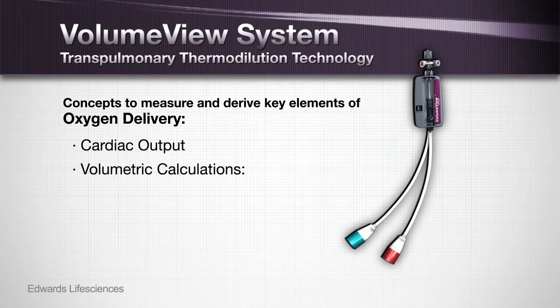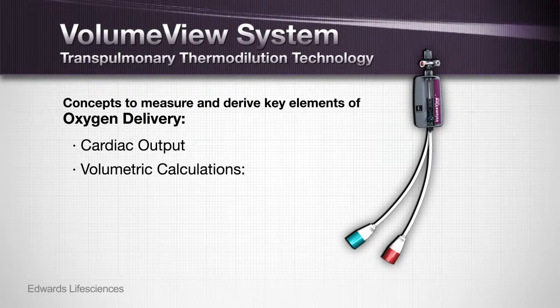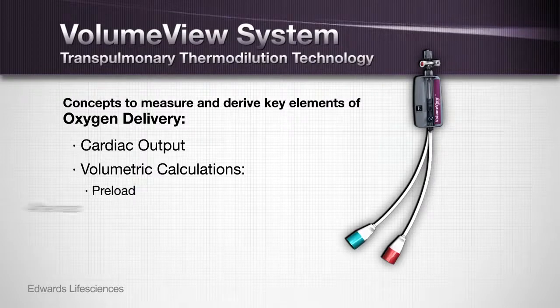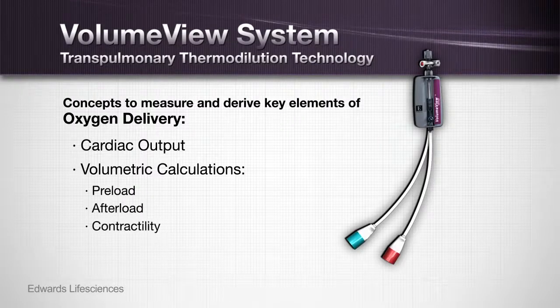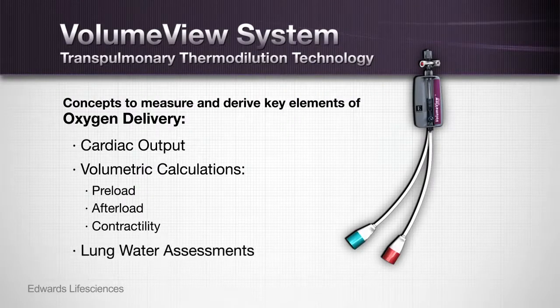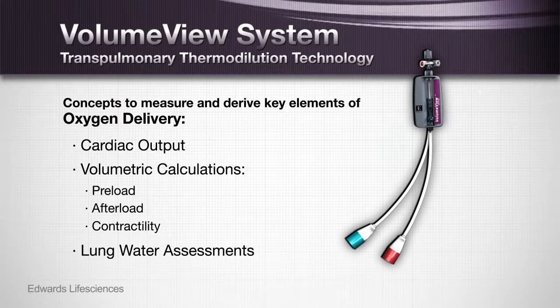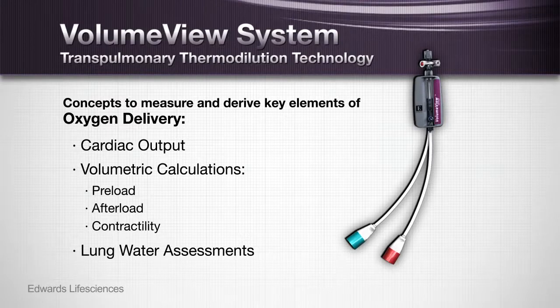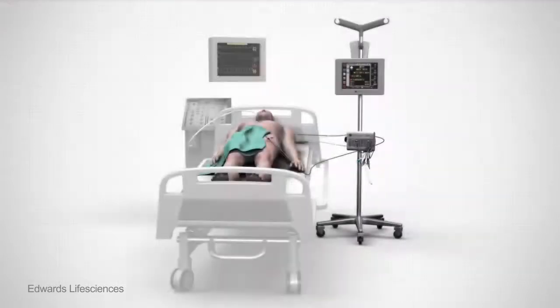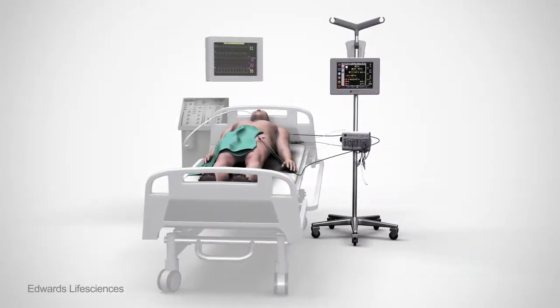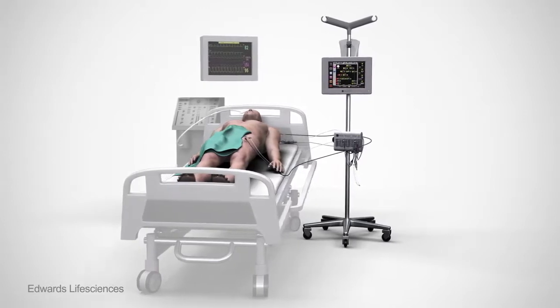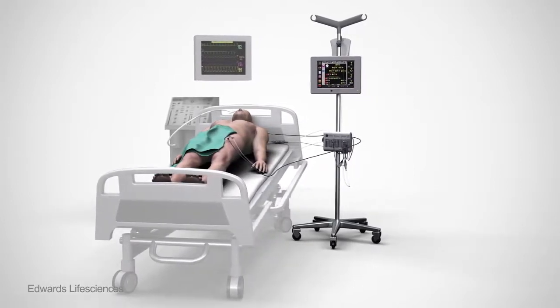and volumetric calculations, to assess components of cardiac output such as preload, afterload, and contractility. In addition, lung water assessments are available that can assist the clinician in understanding lung water's impact on oxygenation. Critically ill patients often deal with imbalances of oxygen delivery and consumption, which leads to organ dysfunction or possibly death.